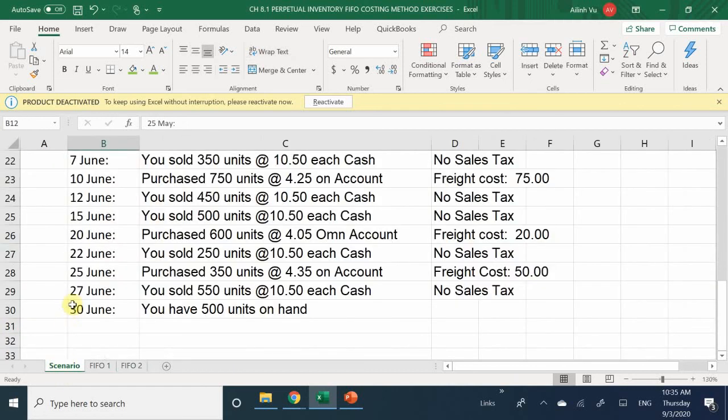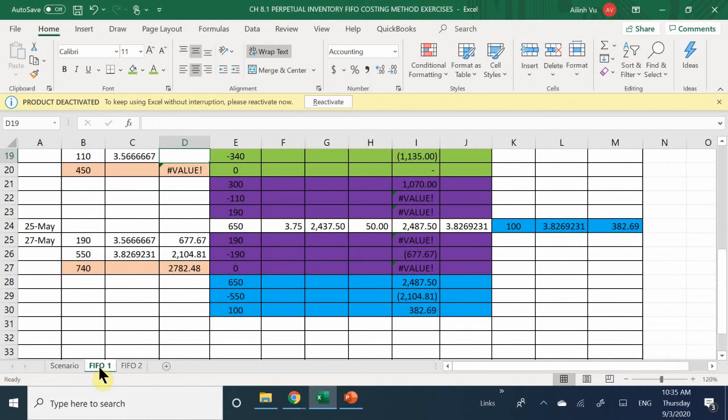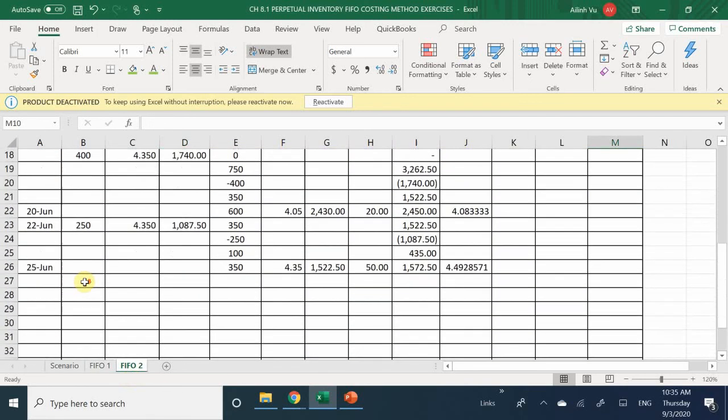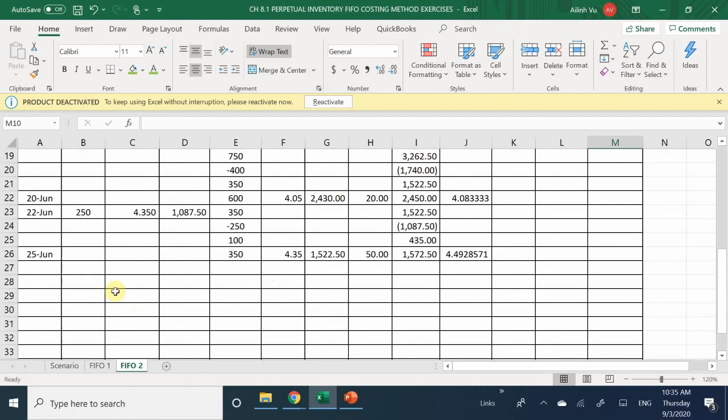Now, lastly, what has happened next? Yes, we did. We sold 550 units. Let's go to the second inventory worksheet. And we sold this on June 27. June 27 for 550 units.